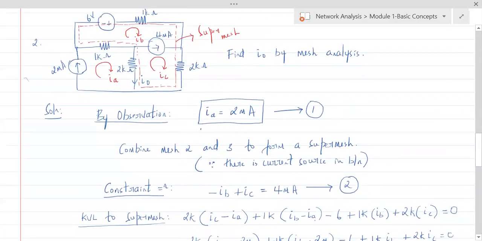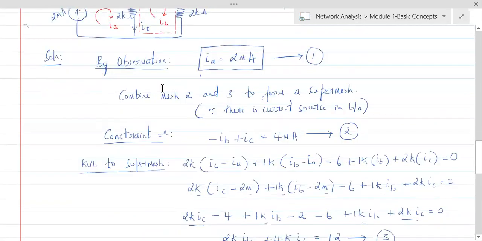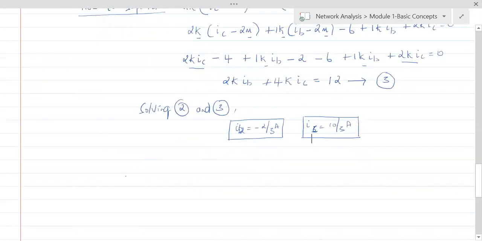So what is I naught? I naught is IA minus IC, because IA is flowing in the direction of I naught and IC is flowing opposite to the direction of I naught. So therefore I can say our I naught, which is IA minus IC, is given by what? Minus 4 by, right? So this is 2 milli, right?